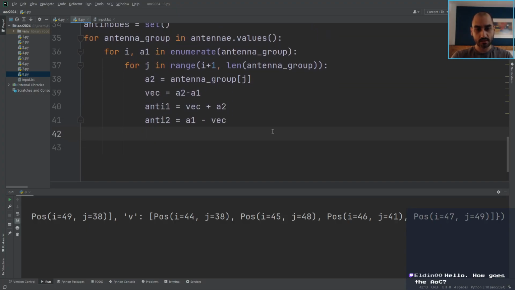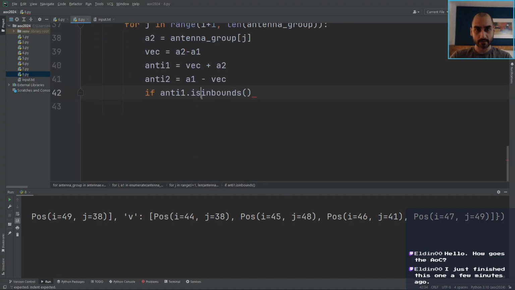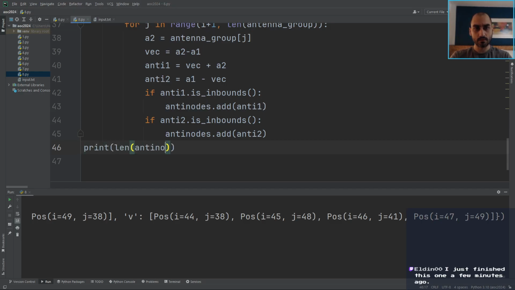And then we just want to say if anti1 is in bounds. Is that how we called it? Is underscore in bounds. Antinodes dot add anti1. Let's do the same for anti2. Print length of antinodes.